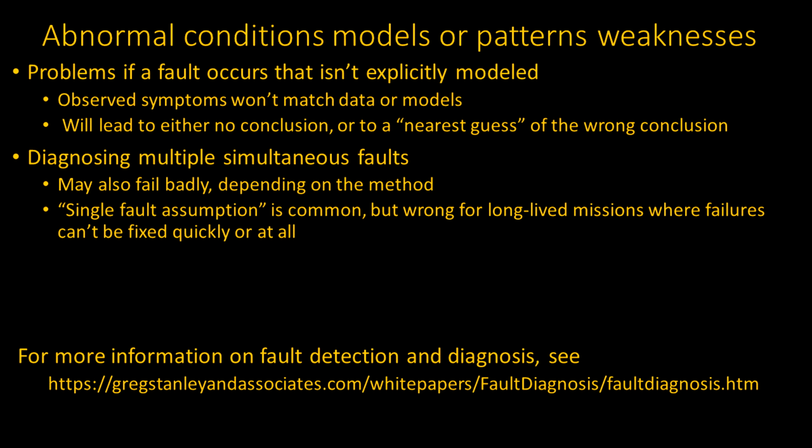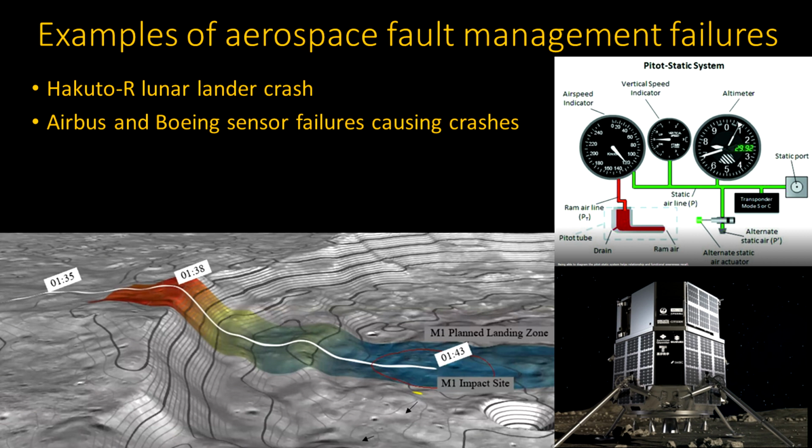The other problem is the diagnosing of multiple simultaneous faults. Some of these methods may fail badly. It just depends on the method. That single fault assumption is a common one, but as we said before, it's wrong for long-lived missions where failures can't be fixed quickly or even fixed at all. For more information about fault detection and diagnosis, there's a link given below. Next, we'll give a brief review of some examples of aerospace fault management failures.